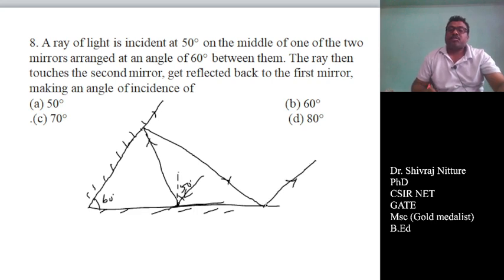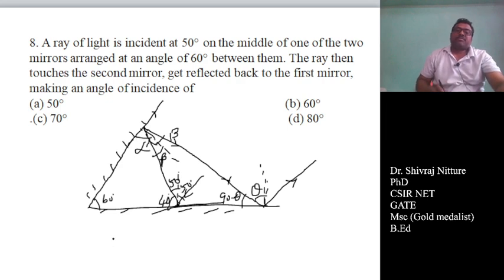He is asking how much angle this ray makes. The ray touches the second mirror, gets reflected back to the first mirror, making an angle of incidence. This angle is theta, then this is 90 minus theta. This is 50, then this is also 50. And this angle is 40 degree. Here also reflection is taking place. I take this angle as beta, so this angle is also beta. And this angle is alpha. If this is 60, this is 40, then what is alpha? Alpha is 80 degree, because it's a triangle.